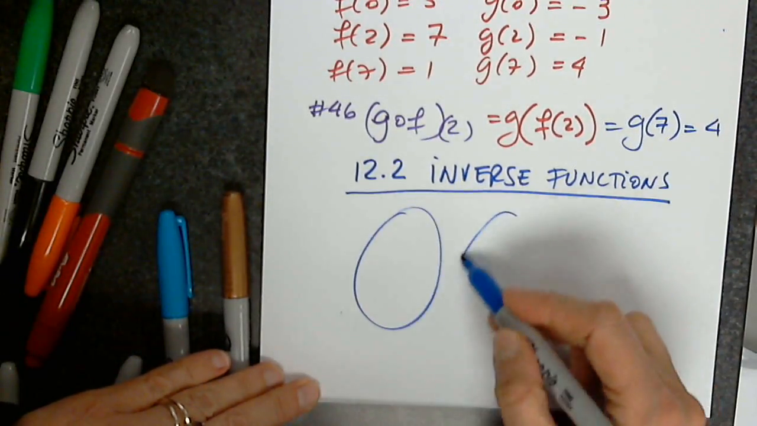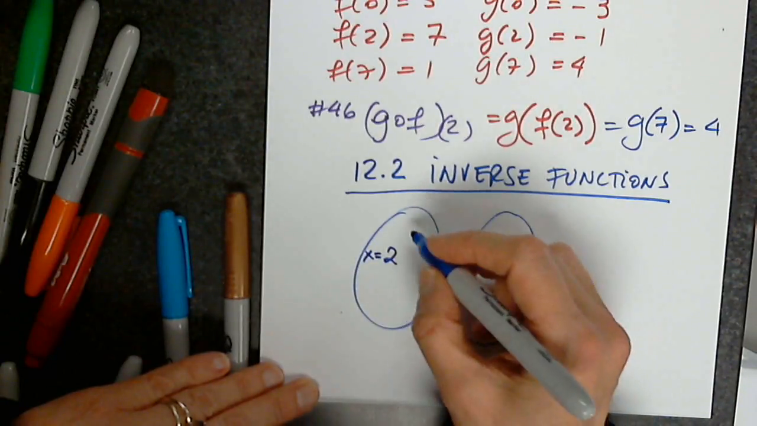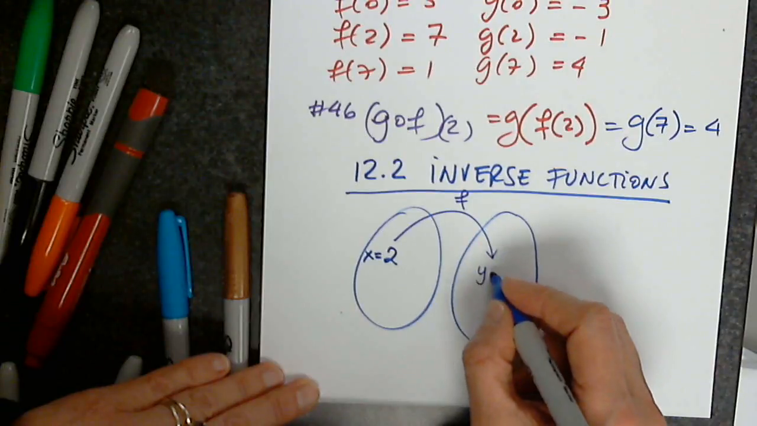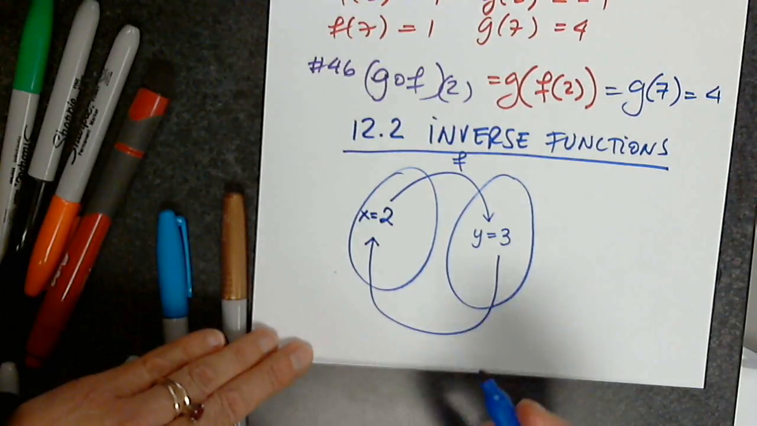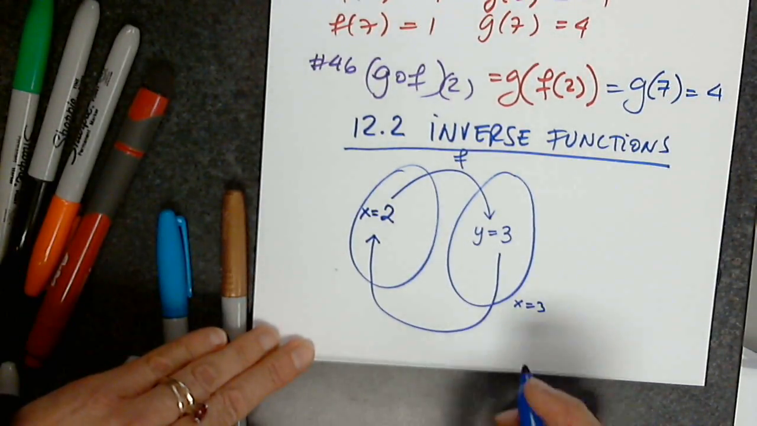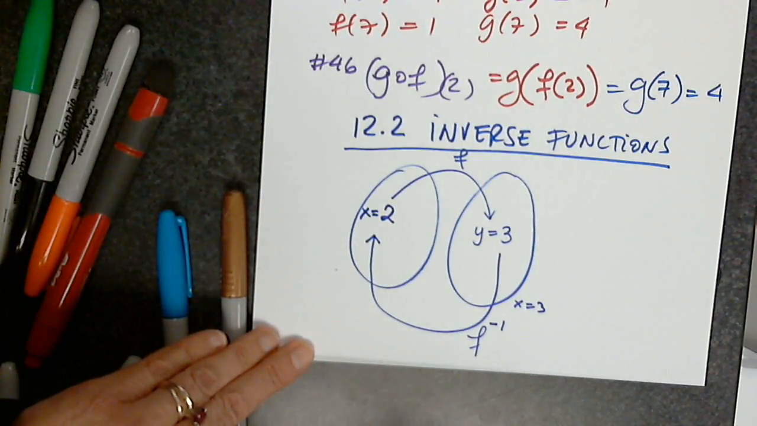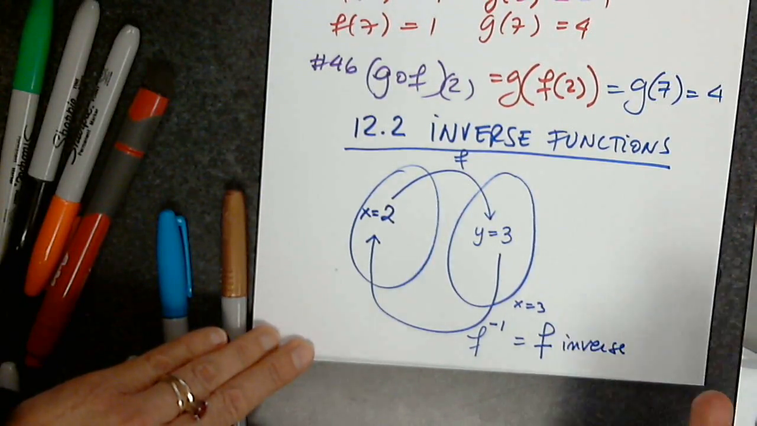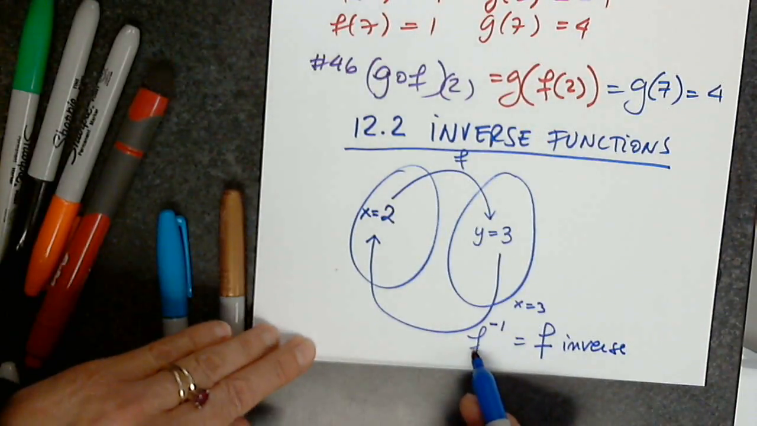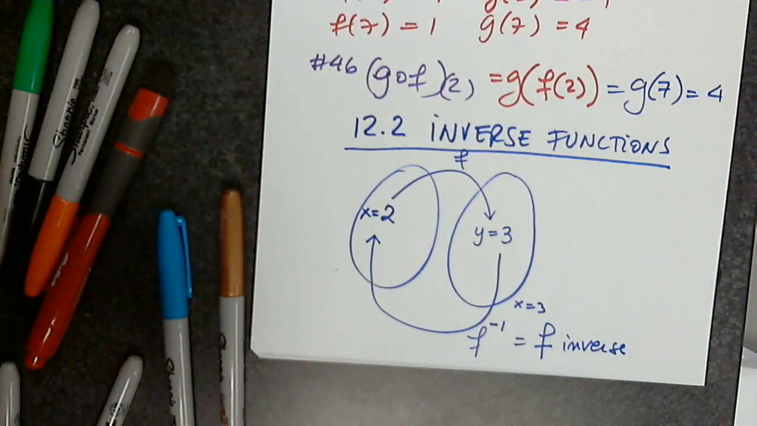Meaning, if I apply to x equals 2 a function f and I get y equals 3, I want to be able to apply to y equals 3, which now will become x equals 3, this function that is denoted like this. It's not 1 over f. The name of this function is f inverse, the inverse function of f. Because we just discussed today an example in which we had a^-1, and we know that a^-1 is 1 over a. But this is not the case. This is just a name of the inverse function.